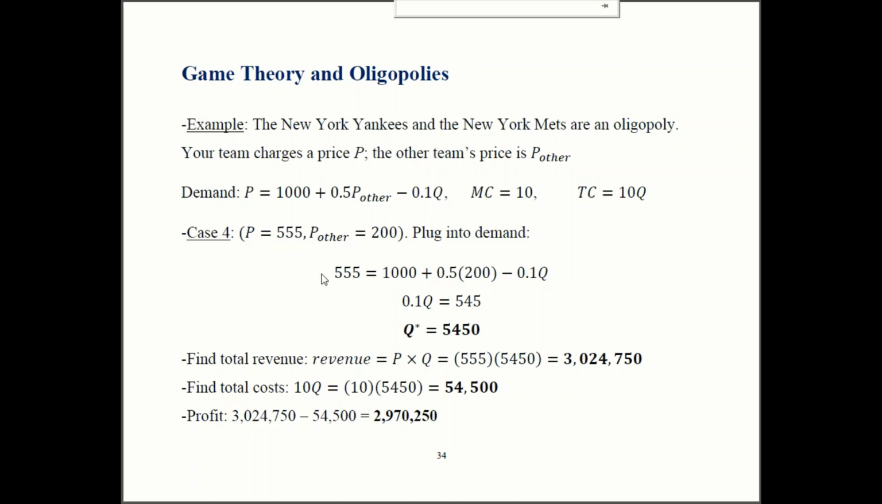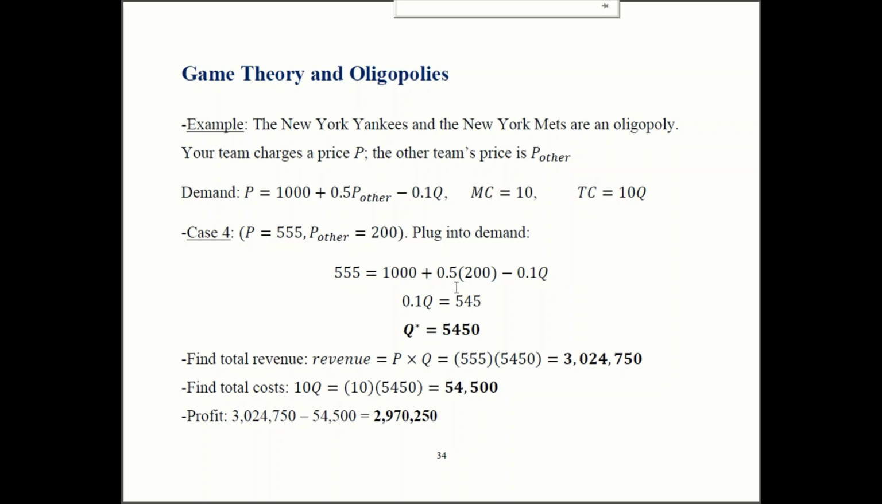So that's written down here. Half of 200 is going to be 100. 1,000 plus 100 is going to be 1,100. 1,100 minus 555 is going to be 545.